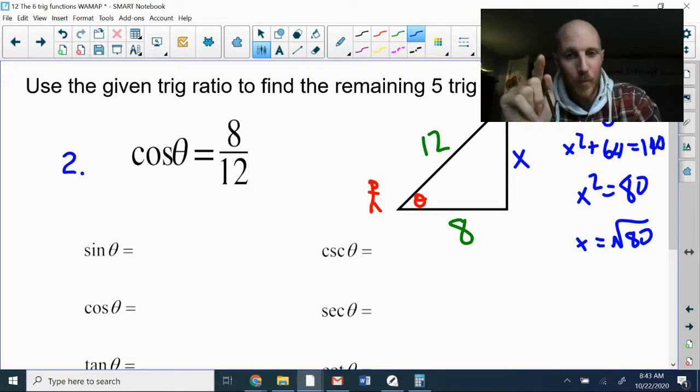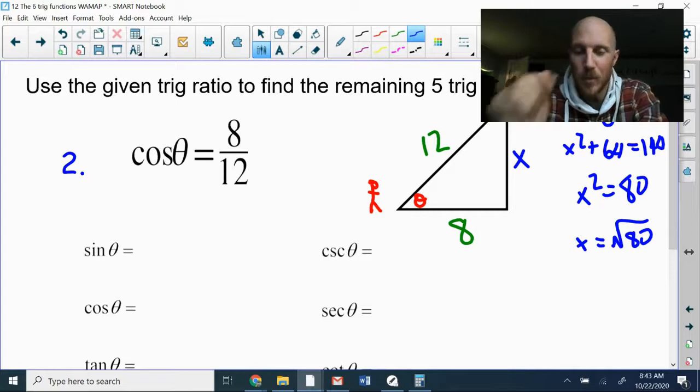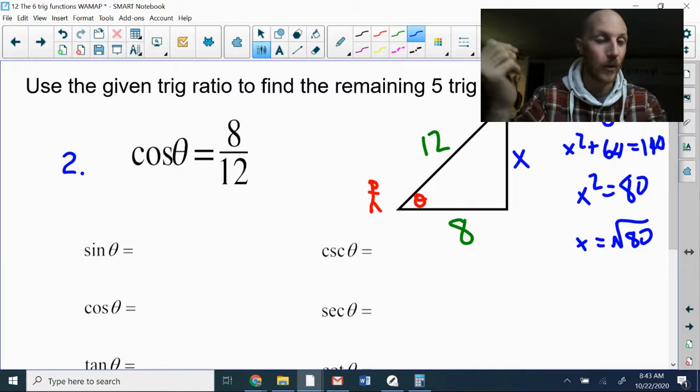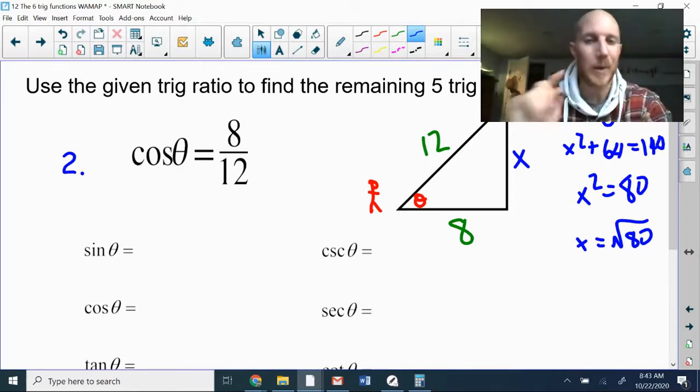Or if you remember that you're supposed to always simplify radicals, we can simplify this. Again, WellMap is not going to mark you wrong if you leave it as radical 80, but if you want to have good mathematical practices, we're going to simplify radicals just like we always simplify fractions, right? Speaking of which, we could have actually simplified the fraction to begin with. We didn't. Let this be a lesson to you.